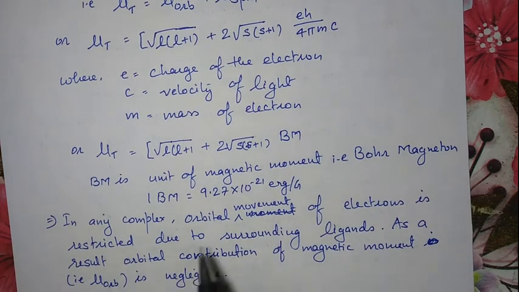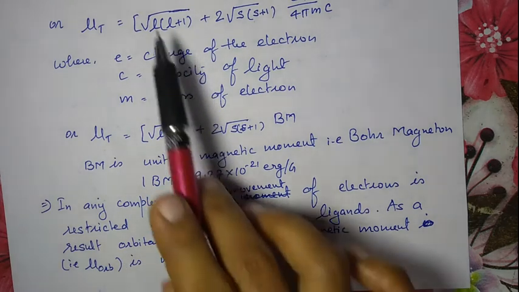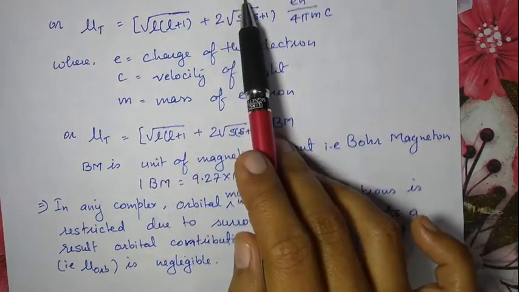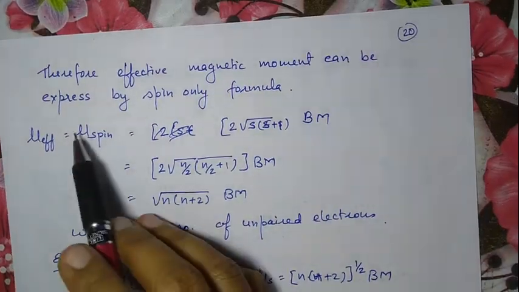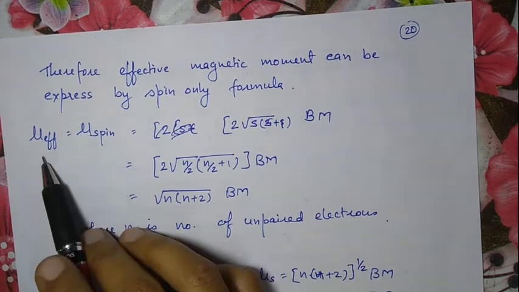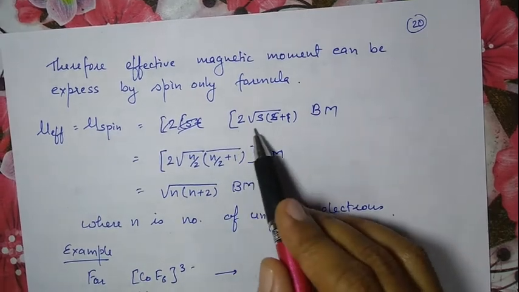In any complex, the orbital movement of the electron is restricted due to the presence of surrounding ligands. The ligands restrict the orbital movement of the electron around the nucleus. As a result, the orbital contribution to the magnetic moment, that is mu orbital, is negligible. In that case mu spin is important, that is, mu effective is equal to mu spin.